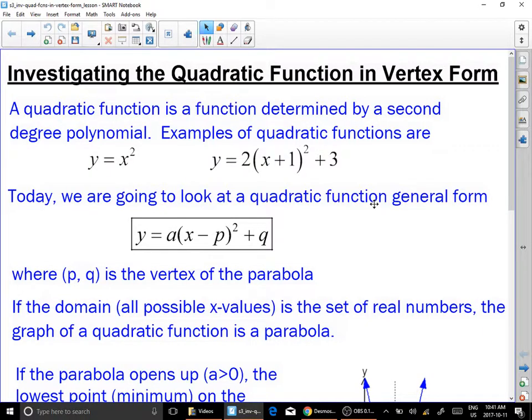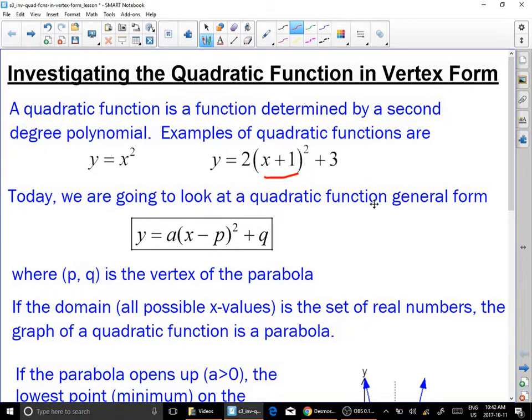Today we're going to look at investigating a quadratic function in vertex form. So let's talk about what a quadratic function is. A quadratic function is a function determined by a second degree polynomial. Some examples of quadratic functions are y equals x squared and y equals 2(x plus 1) squared plus 3.